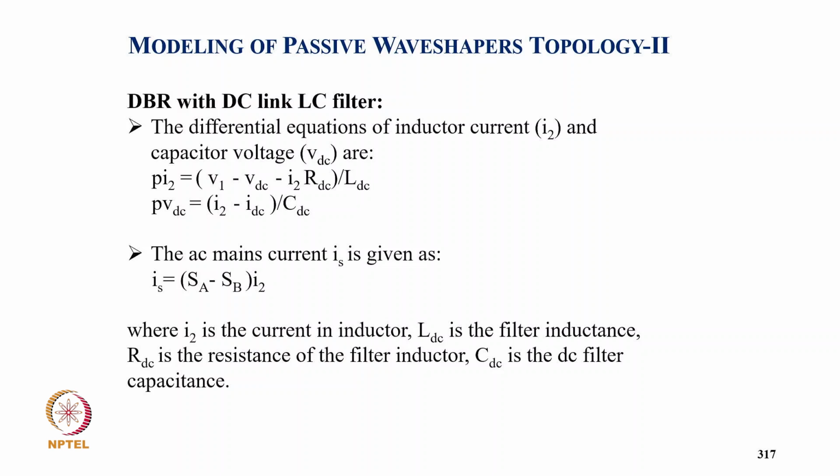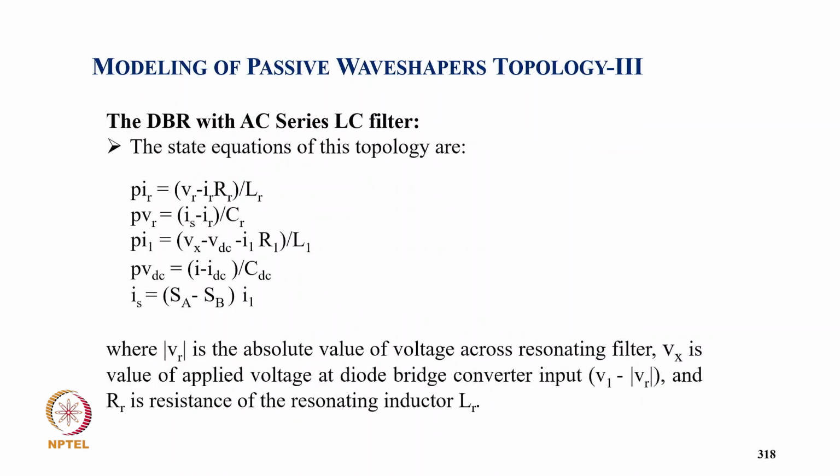The differential equations for inductor current I2 and capacitor voltage VDC: pI2 equal to V1 minus VDC minus I2 RDC upon LDC, and pVDC equal to I2 minus IDC upon CDC. And the AC mains current IS is given by IS equal to, in bracket, SA minus SB into I2. Here I2 is the current in the inductor, LDC is the filter inductance, RDC is the resistance of the filter inductance, and CDC is the DC filter capacitance.